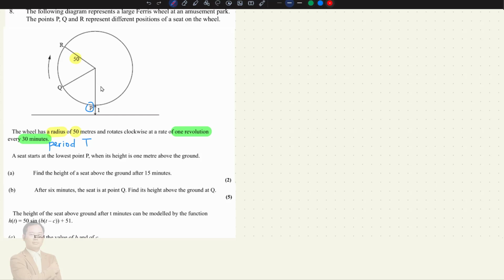This diagram is not drawn to proper scale because 50 meters is a lot greater than 1 meter, and therefore there's no way that we can represent the correct ratio between 50 and 1. Anyway, keep in mind that 1 meter is the initial height of the seat, like a cabin that you're going to get in when the wheel is at its lowest position.